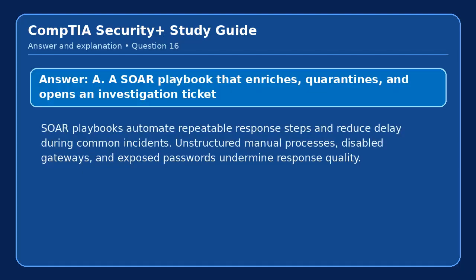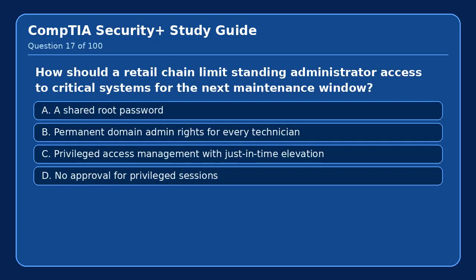Question 17. How should a retail chain limit standing administrator access to critical systems for the next maintenance window? A. A shared root password. B. Permanent domain admin rights for every technician. C. Privileged access management with just-in-time elevation. D. No approval for privileged sessions. Take a moment to choose your answer.